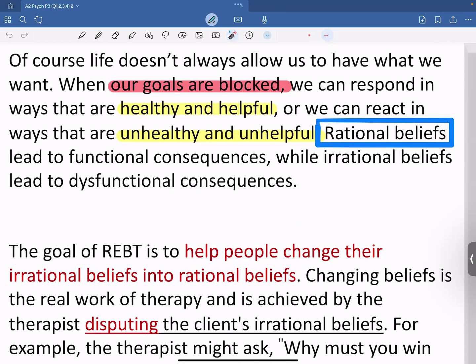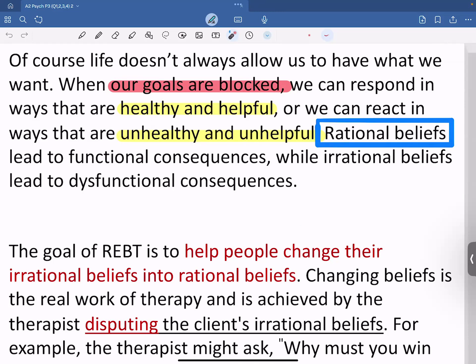So rational beliefs lead to functional consequences, while irrational beliefs lead to dysfunctional consequences. We expect good from life, and if life does not give us good in return, we could either act in a very functional manner by staying healthy and helping ourselves, or on the other hand, we could react in a very unhealthy and unhelpful, irrational manner, which would lead to dysfunctional consequences.